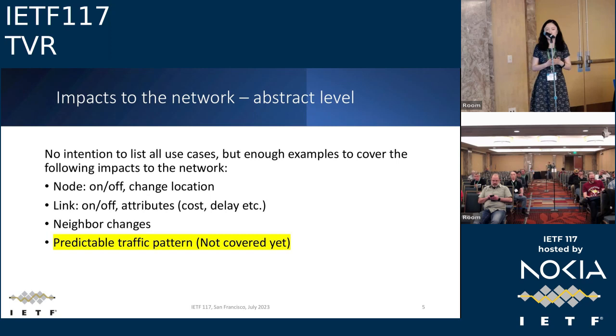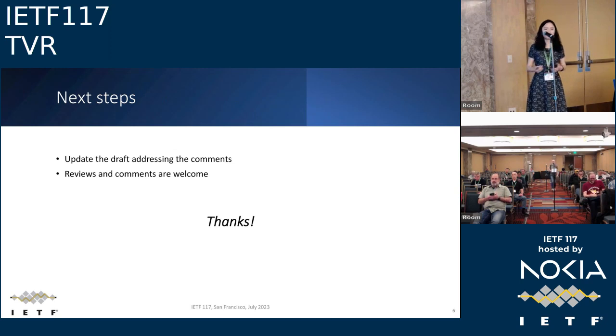And what's currently not covered in the use case document is when we have a network with a predictable traffic pattern. For example, between data centers you may have a data backup every night from 10 o'clock to 12 o'clock in the evening. This is not going to cause any topology change, but it's a predictable traffic pattern. But it's not currently covered in the use case document. So I want to get the opinion of the working group on whether we want to cover it in the use case document. So speak up. That's it. All the reviews and comments are welcome, and we'll continue refining this document.